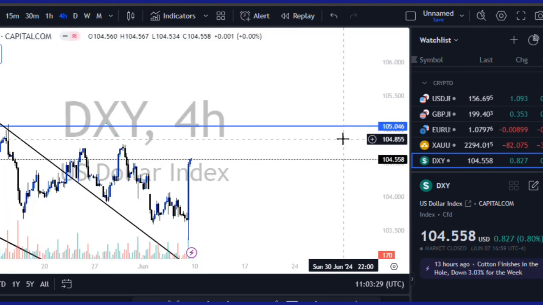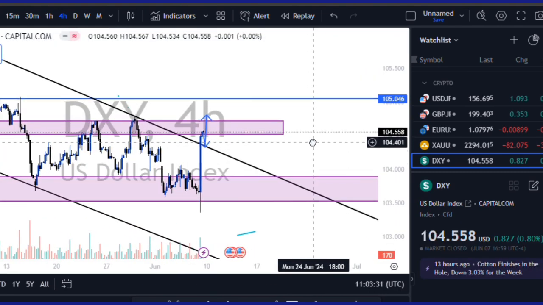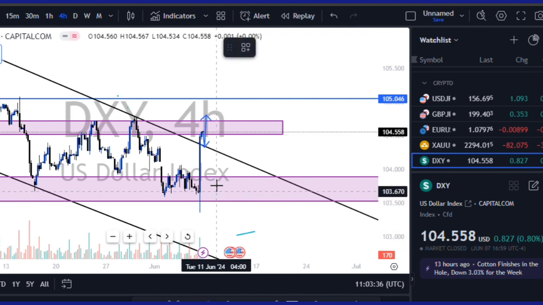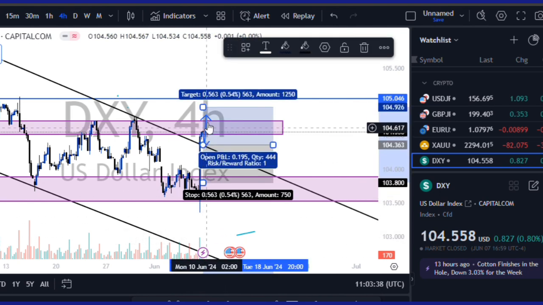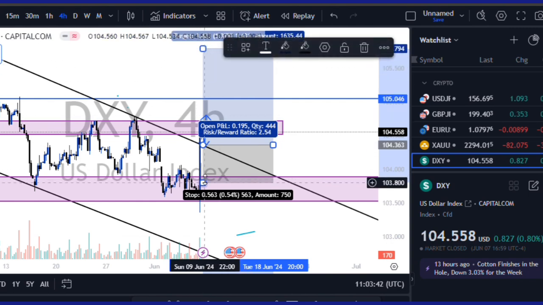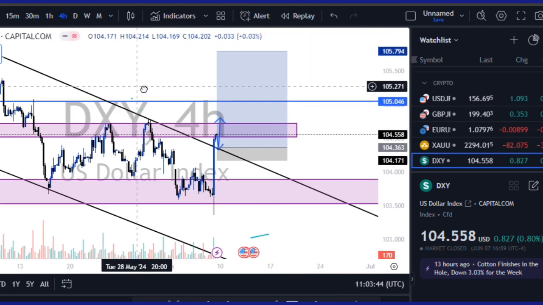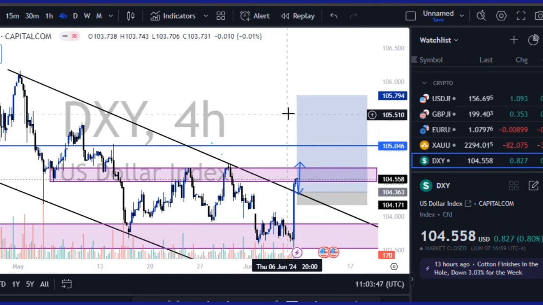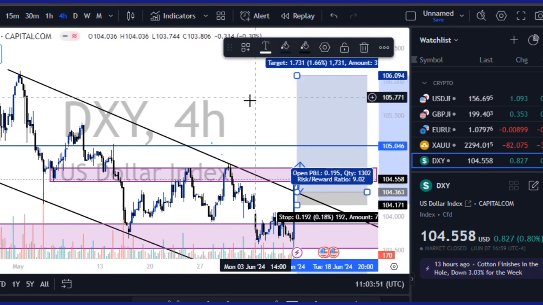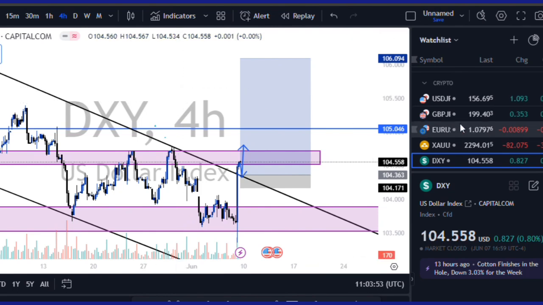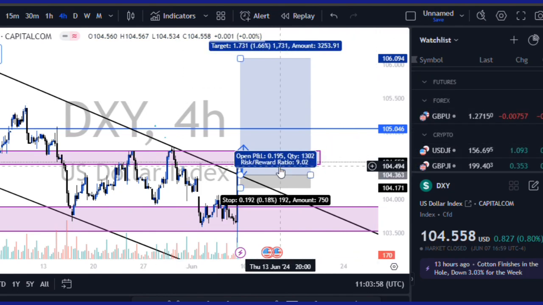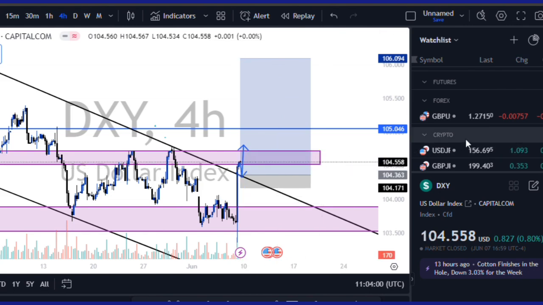On DXY, this is what I'm expecting: a very good big push to the upside from here up to here. You look to your left where you shall take your profits. Look for where the swing highs have been formed in the market. That's where you take your profits. On USD JPY, you're expecting the same as DXY, a buy of course.